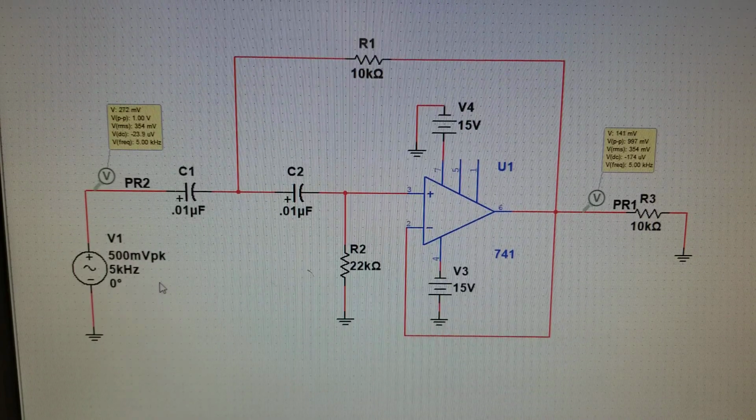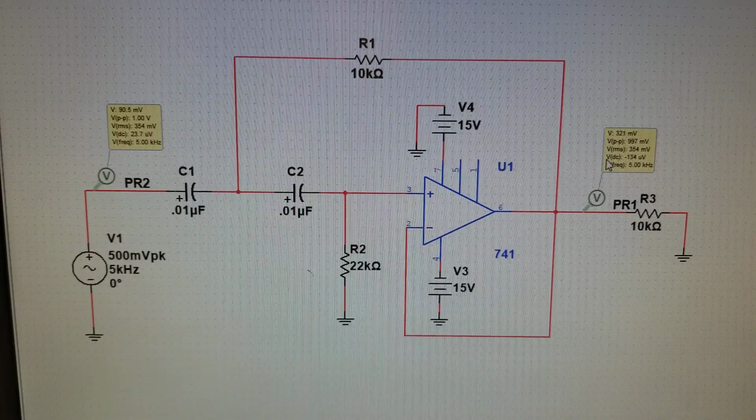Here we have an input frequency of 5 kilohertz. Our input voltage is 1 volt, and our output voltage is 997 millivolts. We can round that up to 1 volt. So this concludes our Lab 8 second order high pass filter. Remember to fill out all the tables.